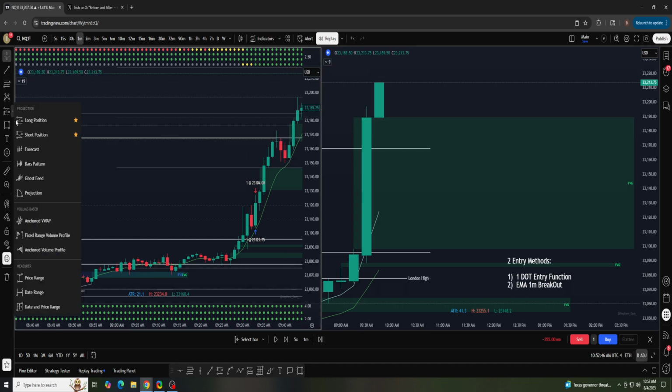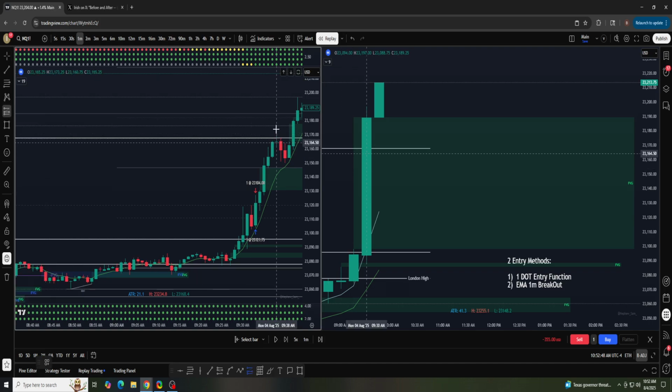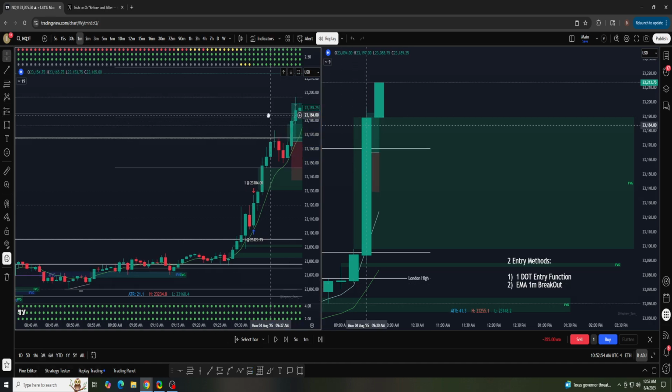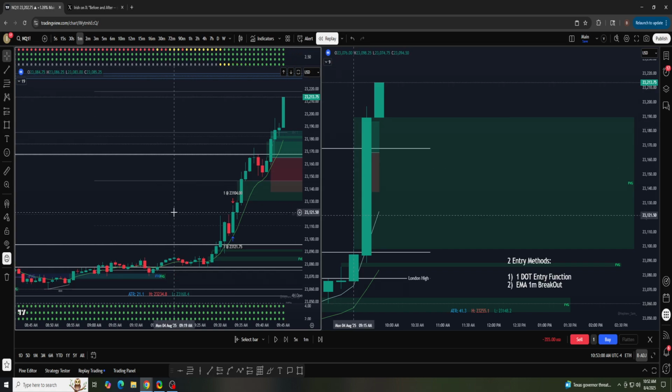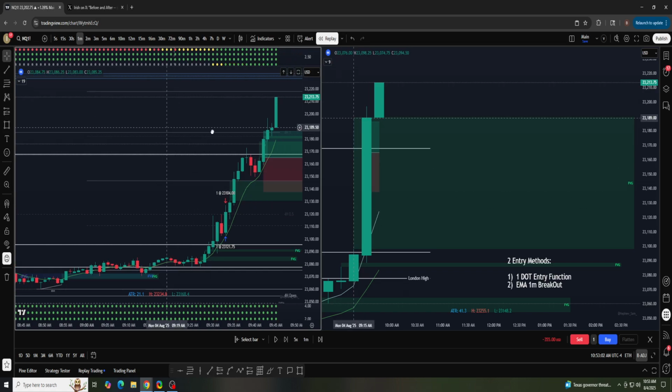So price comes up, retraces back to the EMA, you're buying the breakout. You could use the ATR as your stop and target. So call that 20 points, 20 points. So you're just trying to, and now we're caught up.